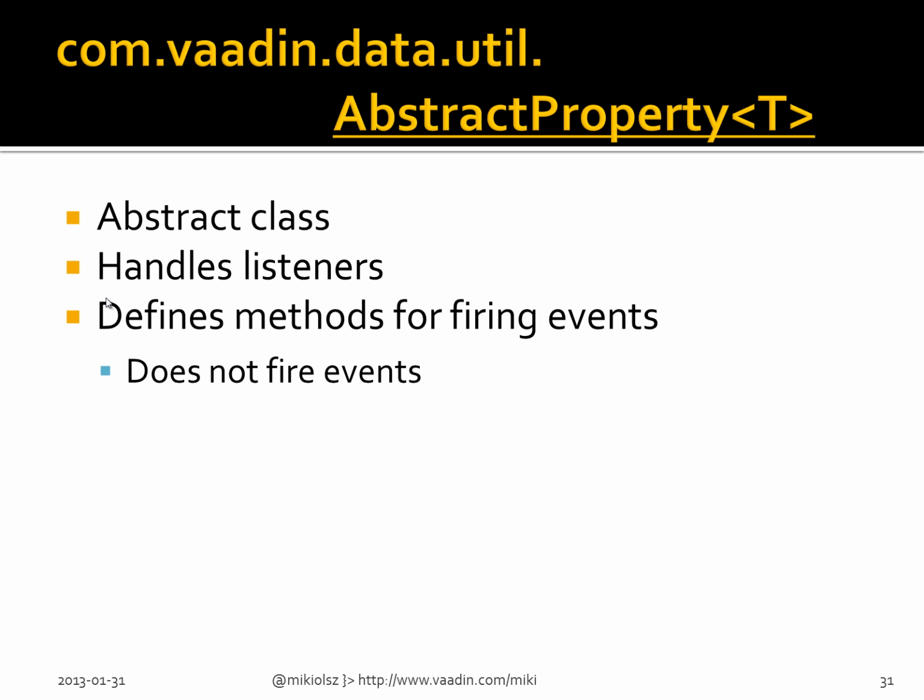And if you haven't found anything that you would like to use in the previous property implementations, then there is abstract property, which just handles listeners and defines methods for firing events and does nothing else. So it doesn't even fire the event, so you have to do that yourself, but there is a stub for that.